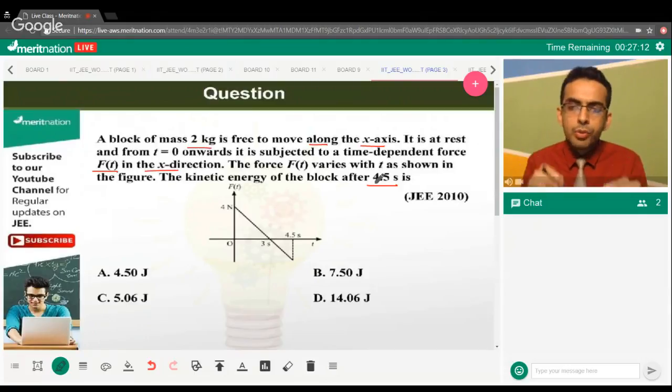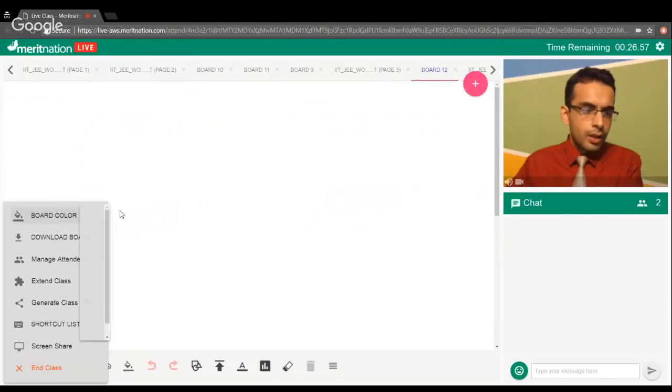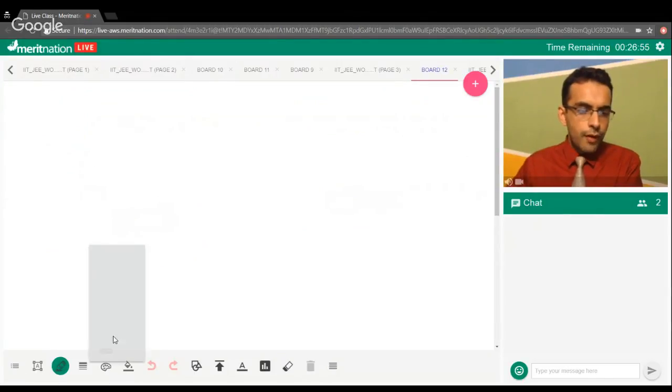There's only one theorem that you can apply here, and that is the work energy theorem. So simply we have to apply the work energy theorem here.